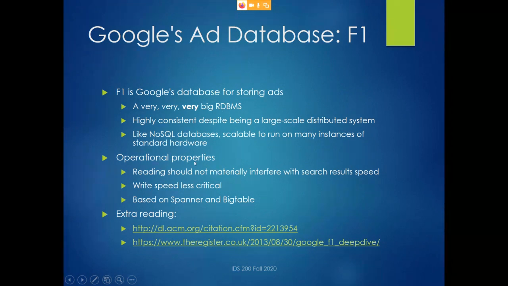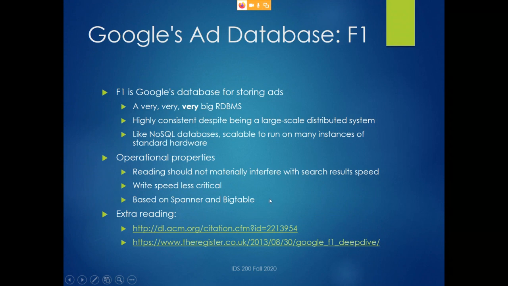Key operational properties, well, number one, reading should be fast. It shouldn't slow down the delivery of search results. That's the big thing. If Google's going to show ads along with the search results, they don't want the ad delivery process, the retrieval process, to slow down how users see the ads. Write speed is not really that important, right? If an advertiser uploads an ad and it takes a few extra minutes to upload, well, whatever. Advertisers don't load up that many ads compared to how often people search on Google.